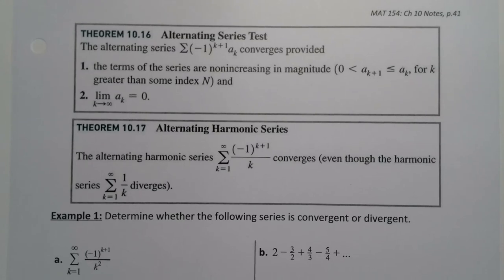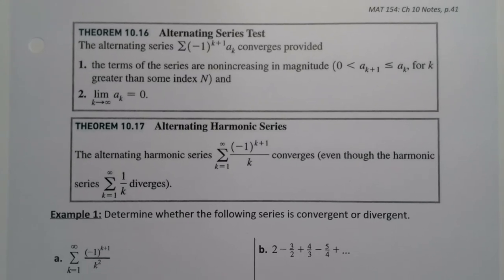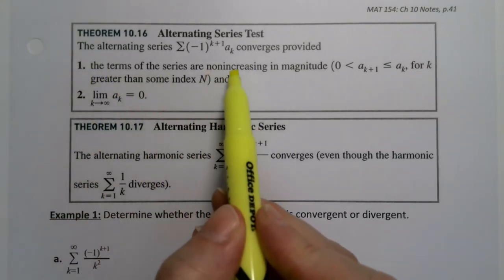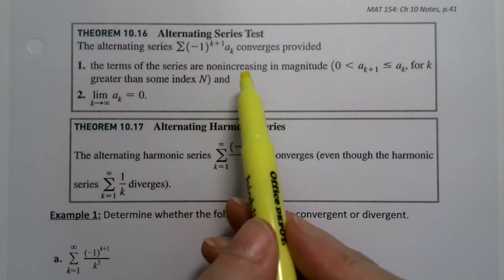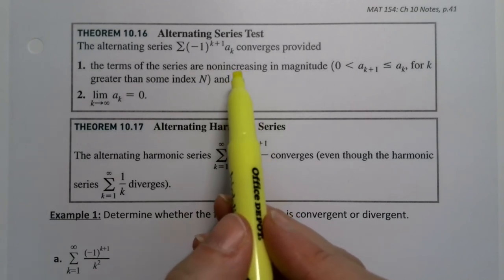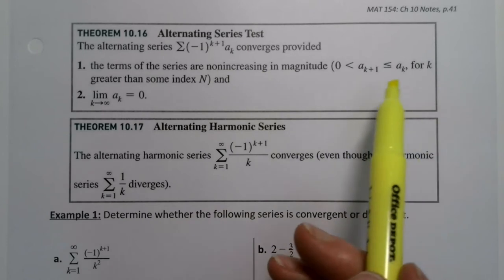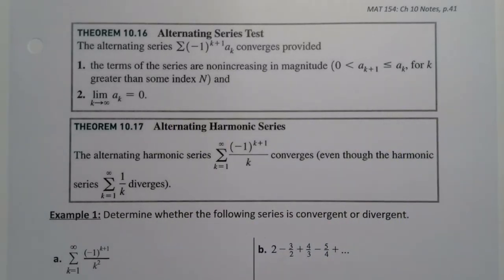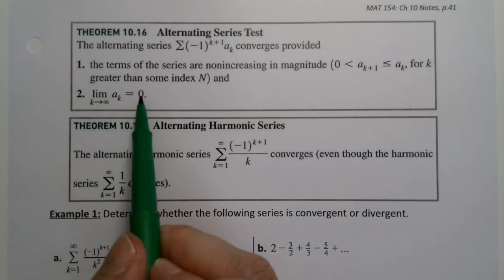So now we have a new test, the alternating series test. The alternating series test will be able to show us whether an alternating series is converging. It converges if the terms of the series are non-increasing, in other words, positive but maybe equal in magnitude for k greater than some index. In other words, we don't care about the beginning part again. And then the limit as k goes to infinity of a sub k is 0.